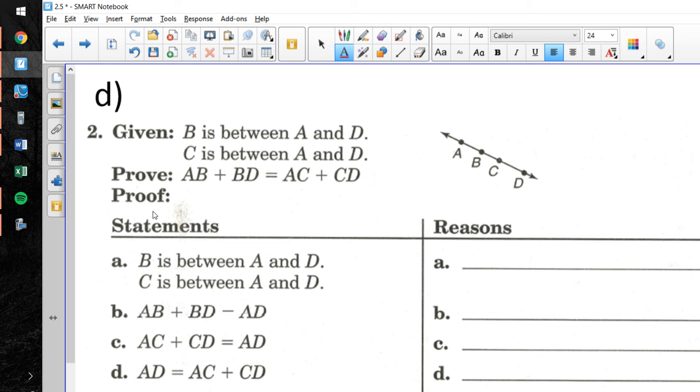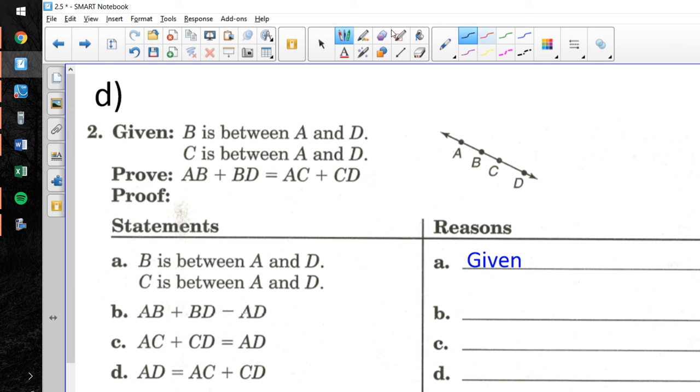Okay, so how do we know that B is between A and D and C is between A and D also? Because they told us that right up here. So our first reason is going to be given. Now this is a bit of a typo right here, guys. That minus sign that I'm pointing at is supposed to be an equal sign. So let me go ahead and make that change. That would probably be very confusing if you didn't know that. So that's supposed to be an equals right there. Okay, and let's take a look where we can go with this.